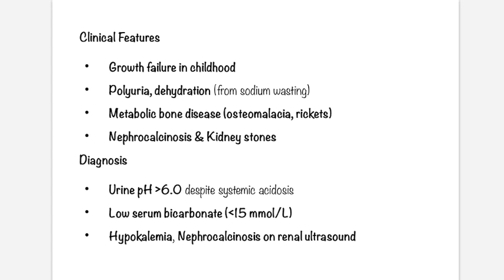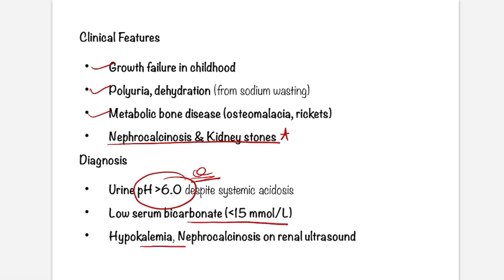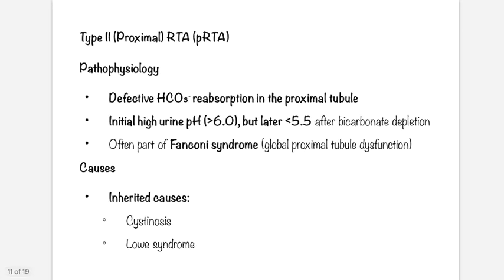So what will be the clinical features of distal RTA? Growth failure in children, polyuria, dehydration, metabolic bone disease, nephrocalcinosis and kidney stones will be there. And again, an important thing, urinary pH will be more than 6. We are discussing it. Basic urinary pH will be there. Low serum bicarbonate levels and hypokalemia, and nephrocalcinosis on renal ultrasound. We have discussed it earlier.